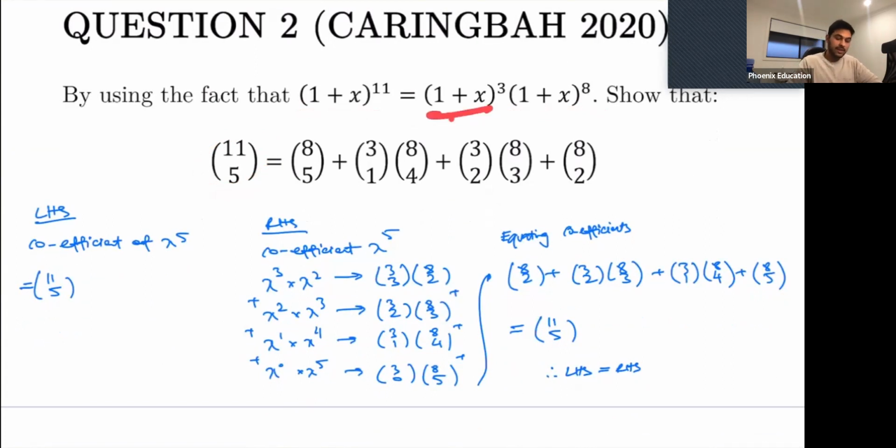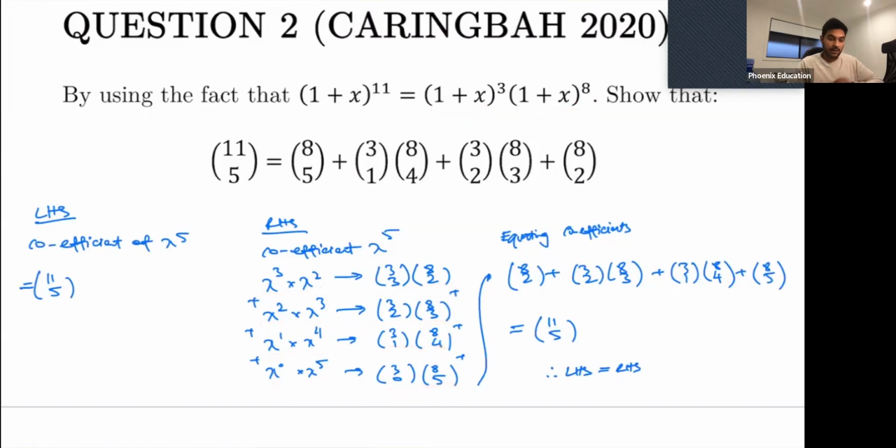For example, the x to the power of 3 term from here can multiply with the x to the power of 2 term from here to give you x to the power of 5. So those two terms being multiplied, the coefficients of those two particular terms would be this. You could also have the x to the power of 2 term here and the x cubed term here that multiply to give x to the power of 5, which have these coefficients here. And then you can just look at all the combinations and all the coefficients.